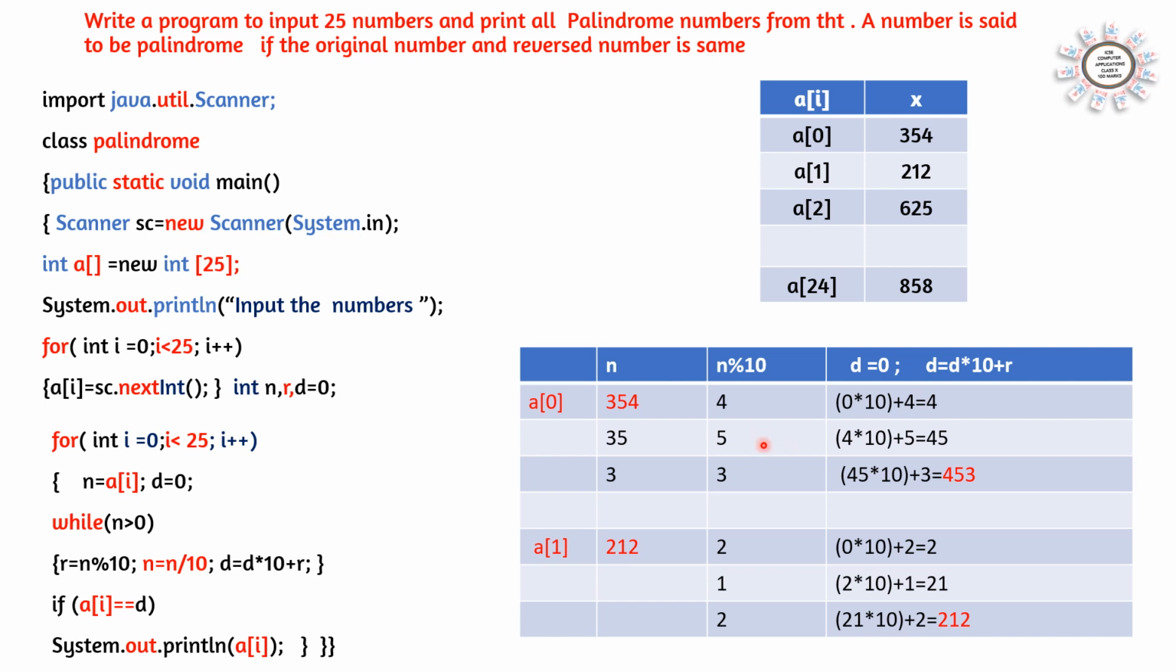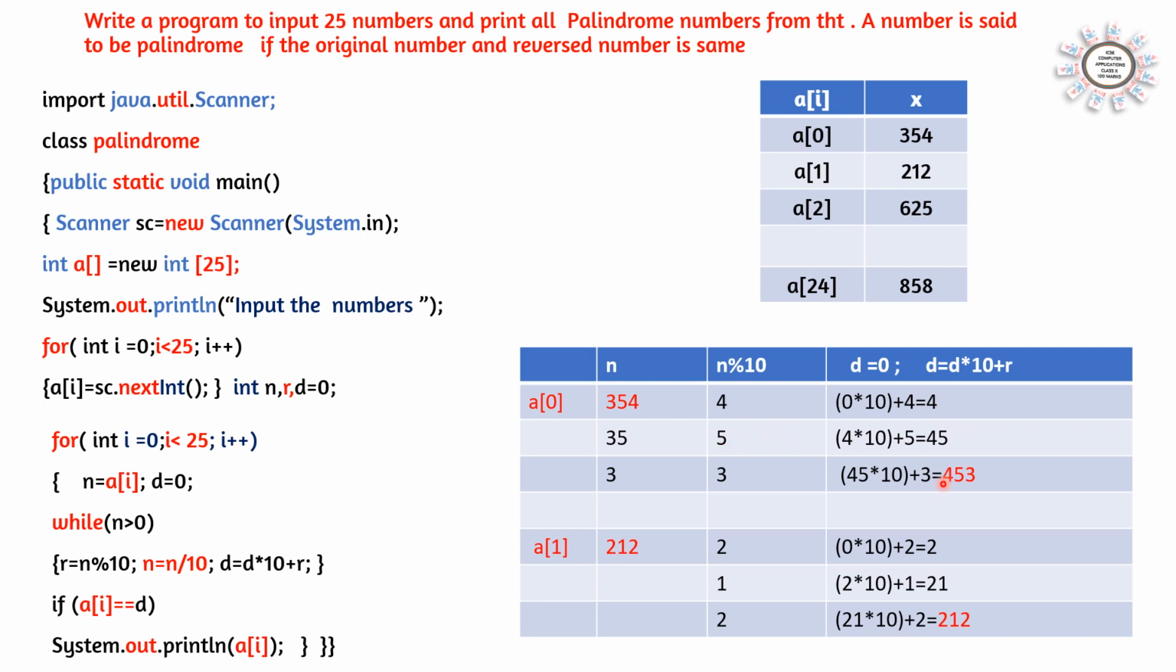The next digit is 5. So again d into 10. 4 into 10, 40. 40 plus 5, 45. And now d is 45. Again d into 10. 45 into 10, 450. 450 plus the next remainder 3. Next digit 3. That means 453. So like this, if 5 digits are there, 5 times loop will run. If 3 digits are there, 3 times loop will run. So in d we will get the reverse number.